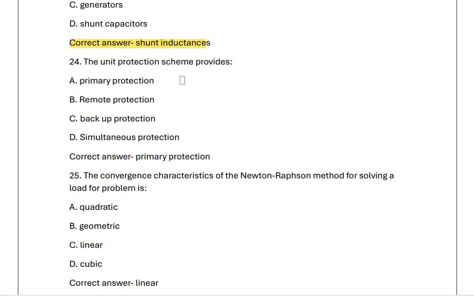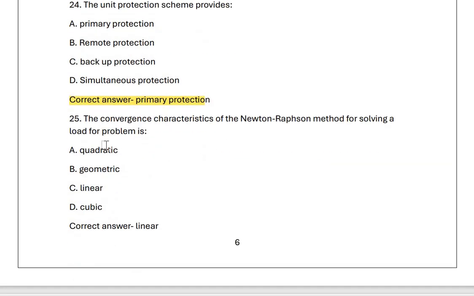24. The unit protection scheme provides A. Primary protection, B. Remote protection, C. Backup protection, D. Simultaneous protection. Correct answer: primary protection.